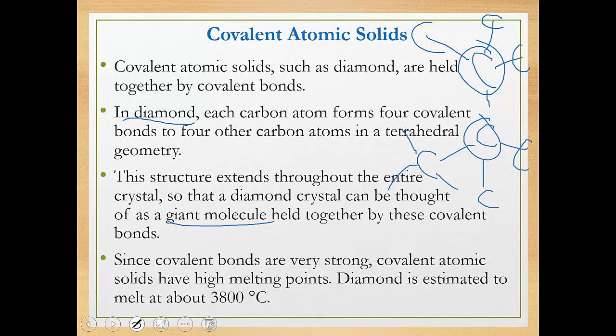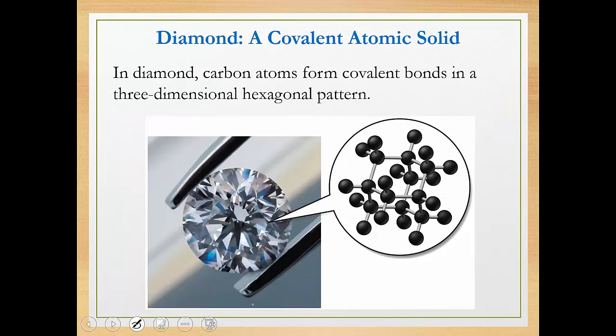Okay, so covalent bonds, very strong. So high melting points, as we said. What if you wanted to melt a diamond? Well, sodium chloride took 800 degrees Celsius. We don't really know with diamond, but we estimate that it's going to take about 3,800 degrees Celsius to melt a diamond. We can't really do that very easily.